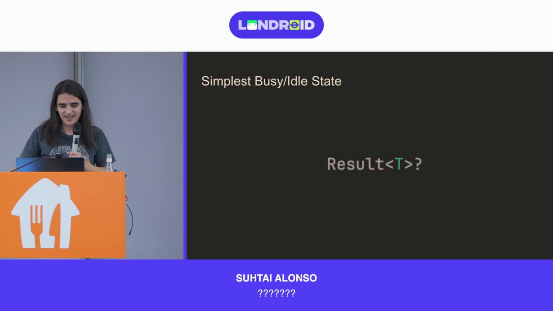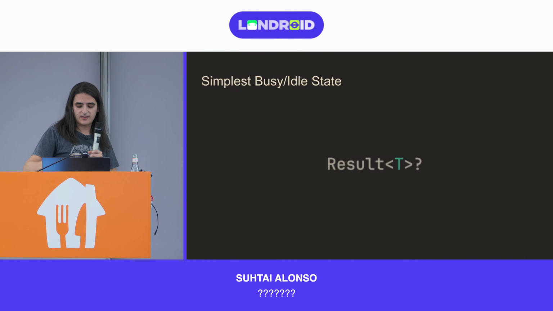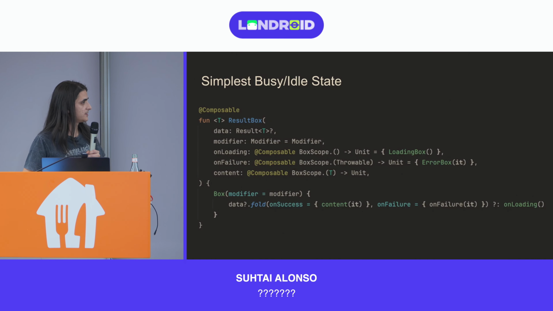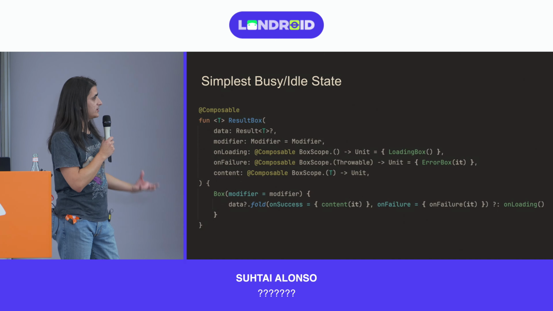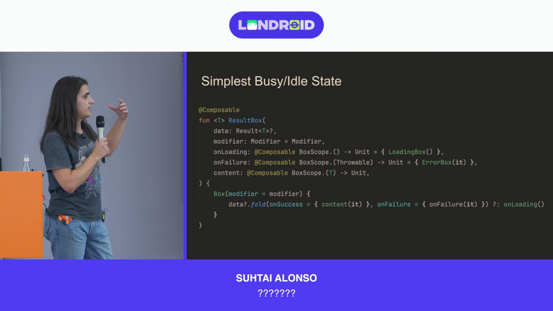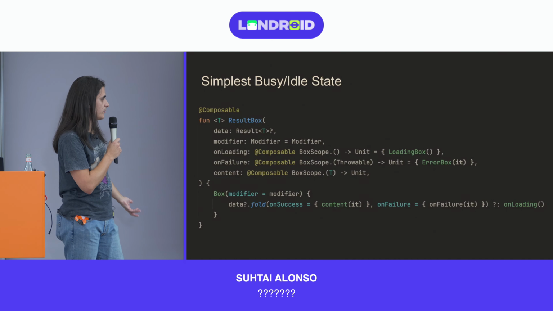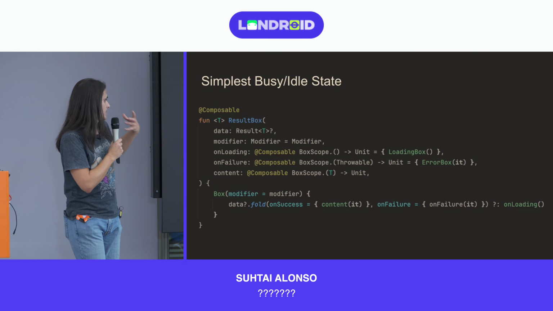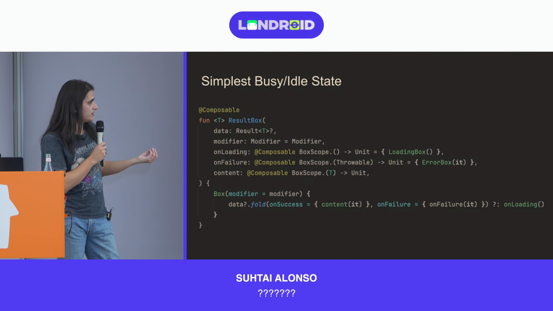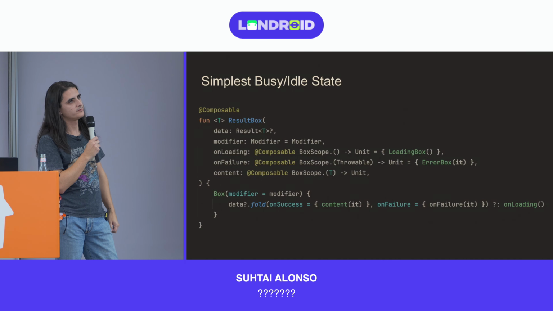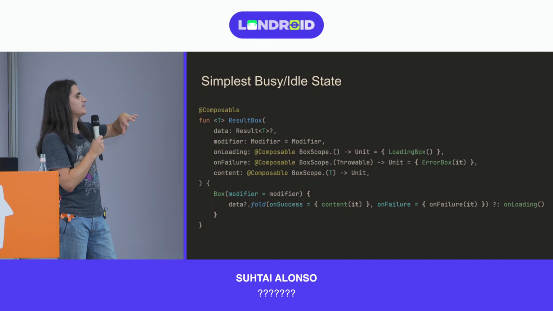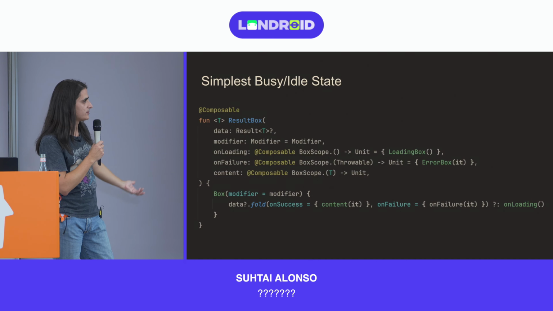And I said result box because having something like that, it's fairly straightforward to set up something like this in your project so that everybody has a loading state and an error box. And it's customizable, you can have your own ones, but it means that everything is expected as it should be across the app.